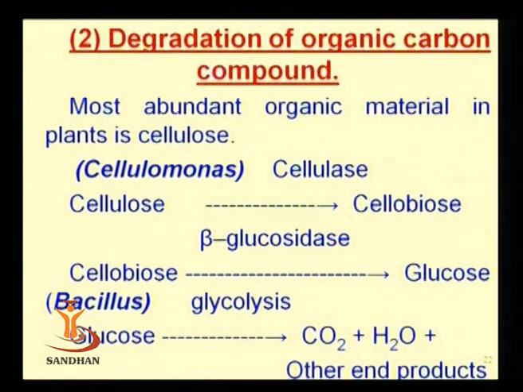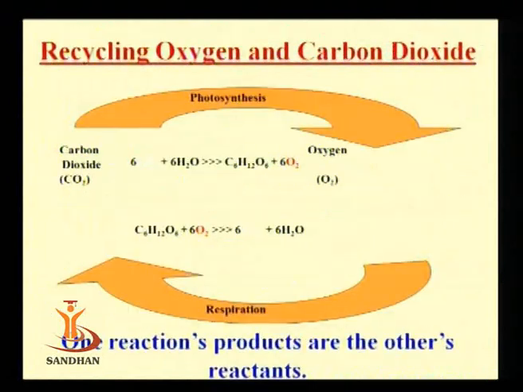The most abundant organic compound present in the soil is cellulose. Cellulose is degraded to cellobiose by the enzyme cellulase, cellobiose to glucose by the enzyme beta-glucosidase, and glucose by glycolysis releases carbon dioxide back in the atmosphere. These reactions are often carried out in a protocooperation by the Cellulomonas and Bacillus group of organisms.